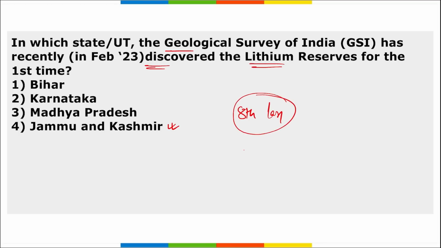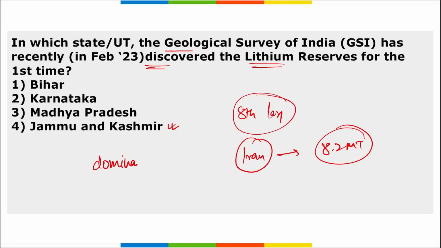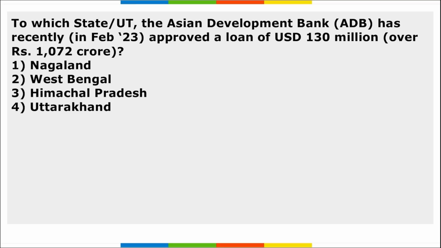And recently there was news that in Iran also 8.2 metric tons of lithium reserve has been discovered. Who has the most dominance in this lithium industry or lithium sector? It is with China. They have the largest monopoly for the same.